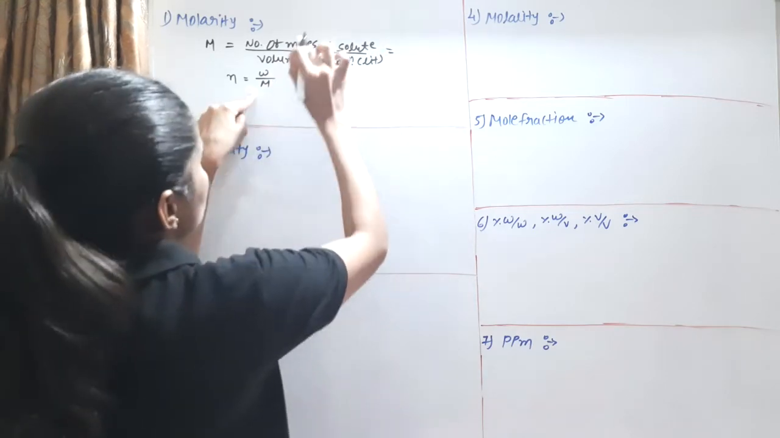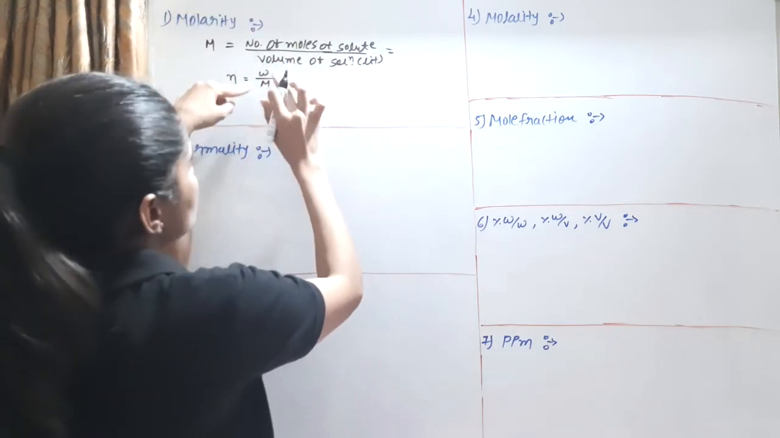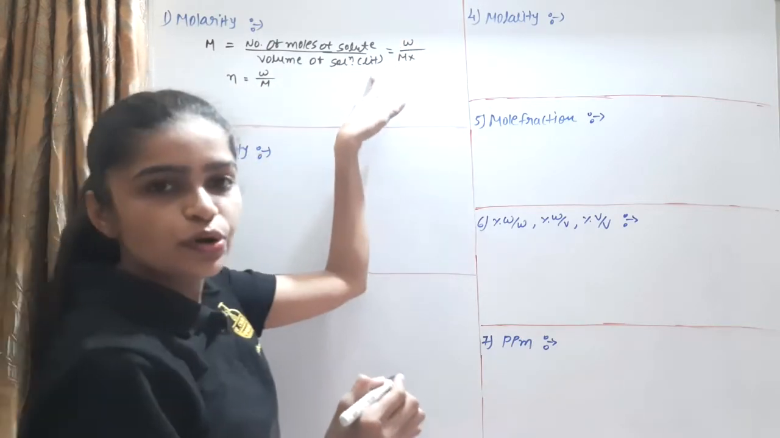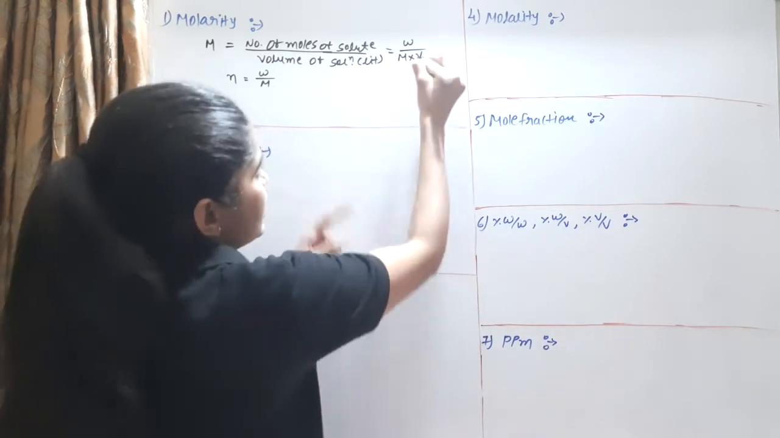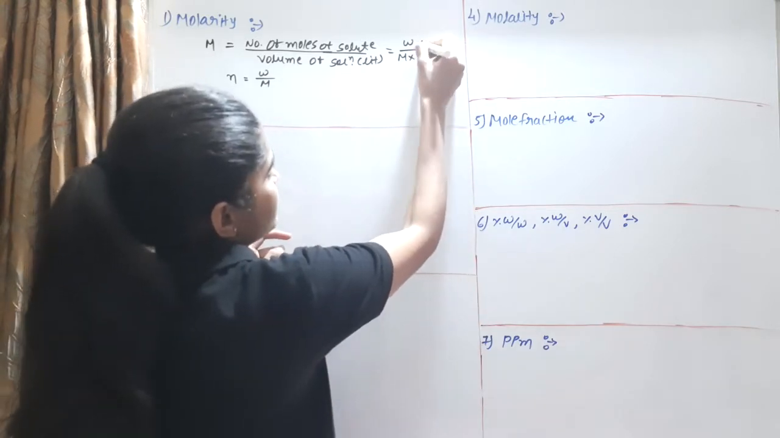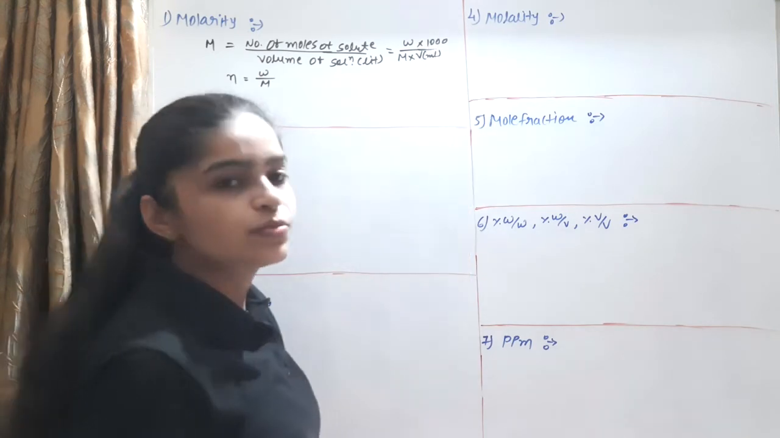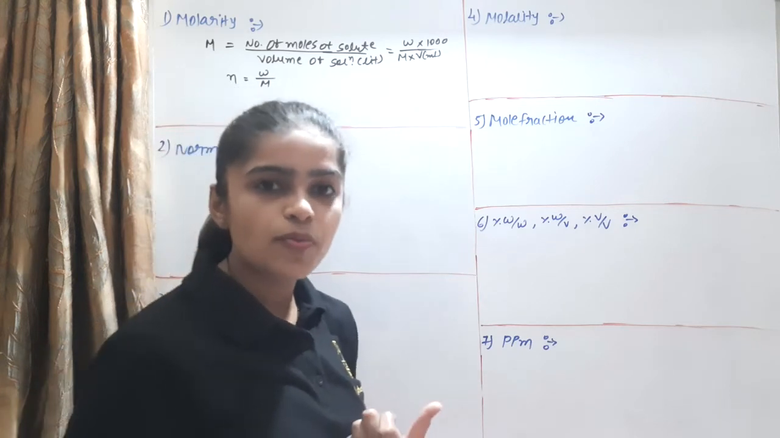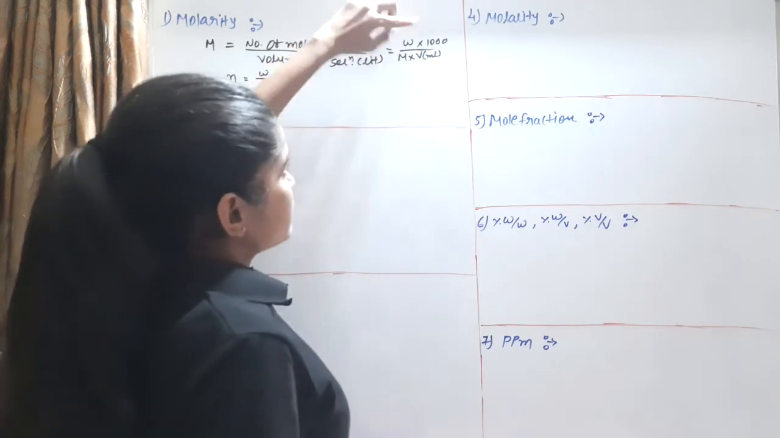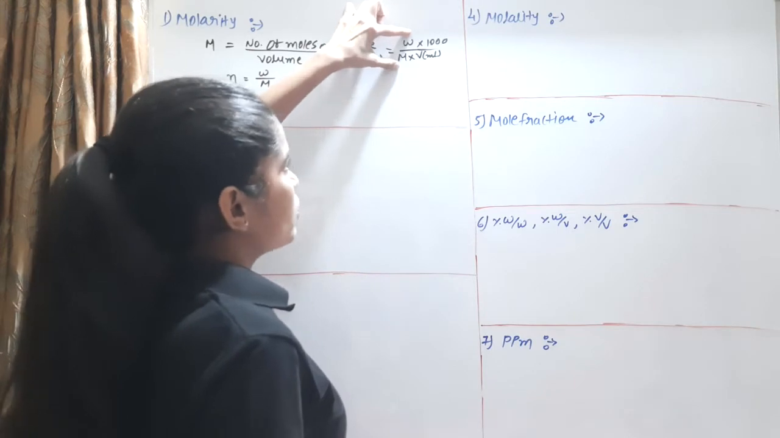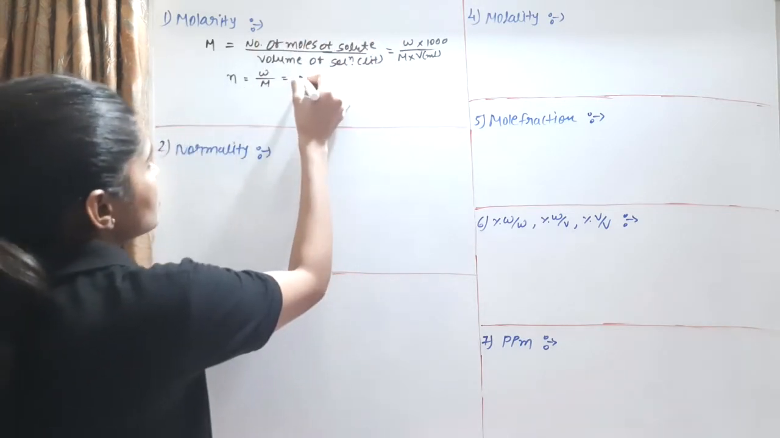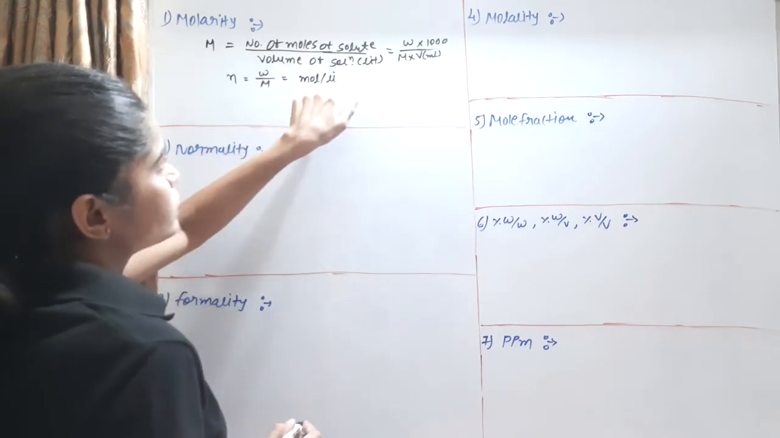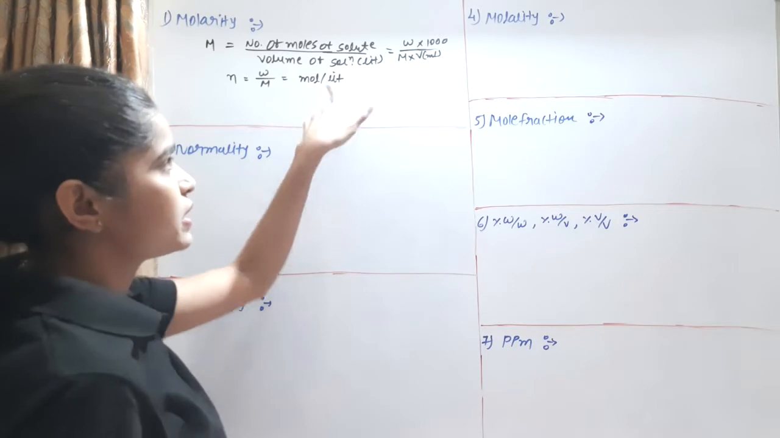We put this value in this equation. So number of moles of solute is equal to W upon M, multiplied with volume of solution in liter. So V, and this V is in mL, so it is multiplied with 1000. That is the molarity. Then the unit of molarity: weight and M give the mole, and the molarity unit is mole per liter.